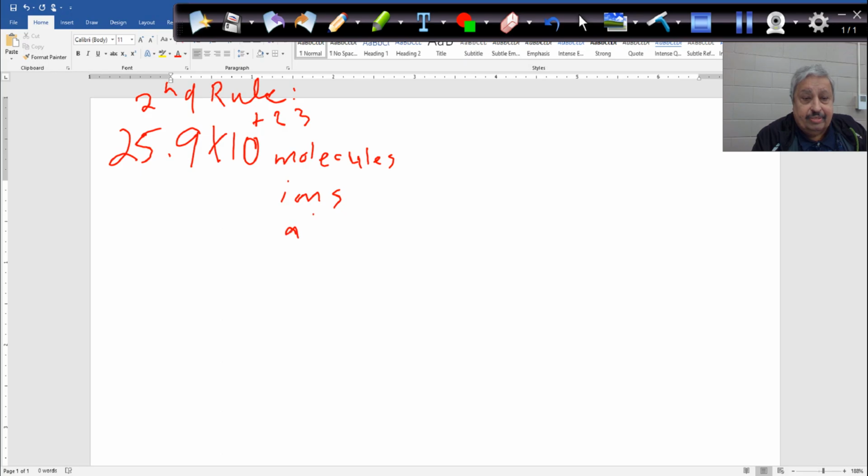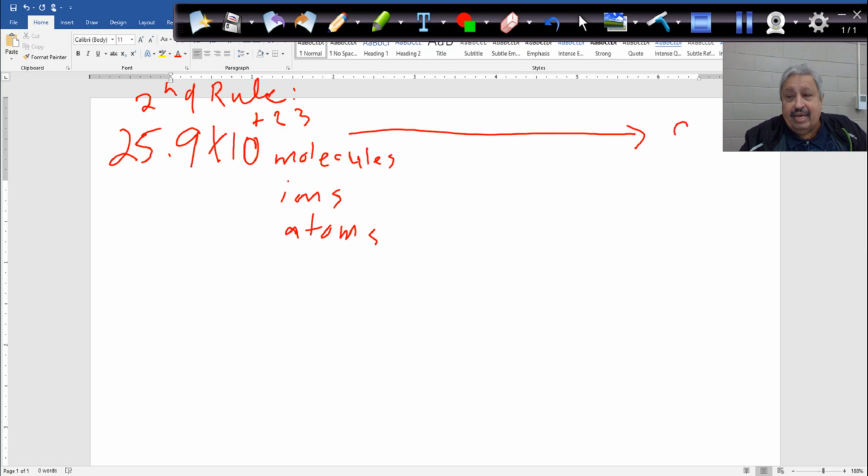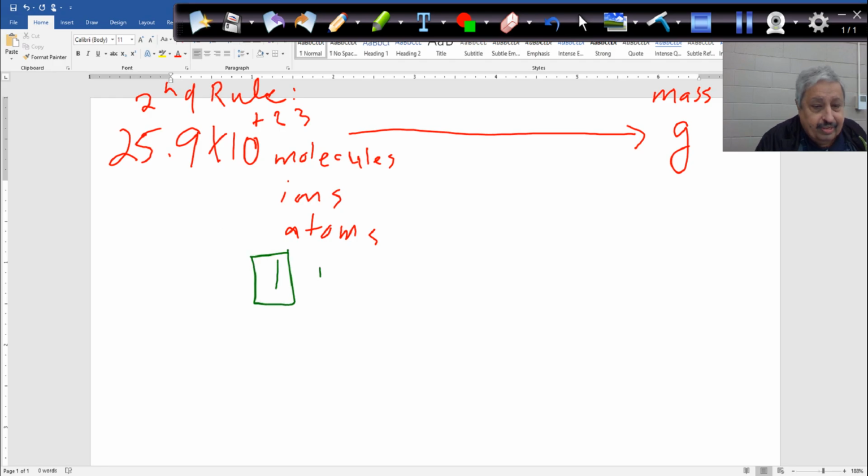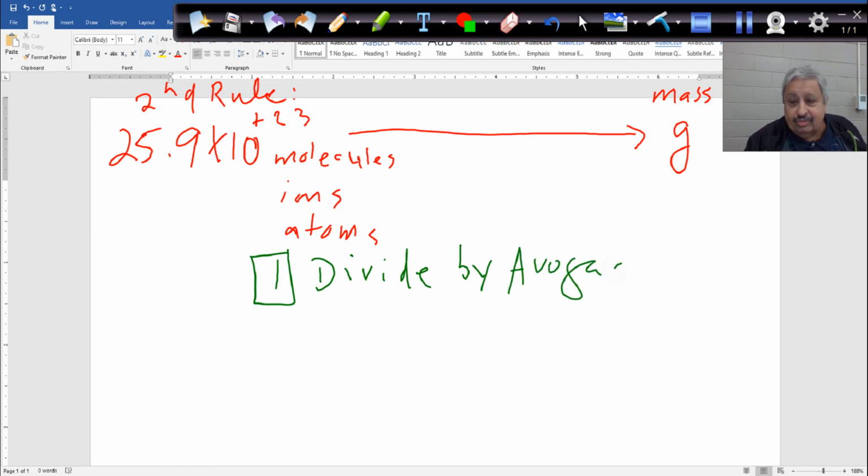Or atoms. And we have to get the mass, grams, mass. Okay, what's the rule? The rule is, step number 1, you have to divide by what? Avogadro's number. Divide by Avogadro's number. Correct?